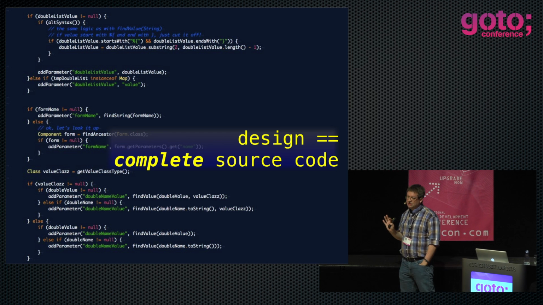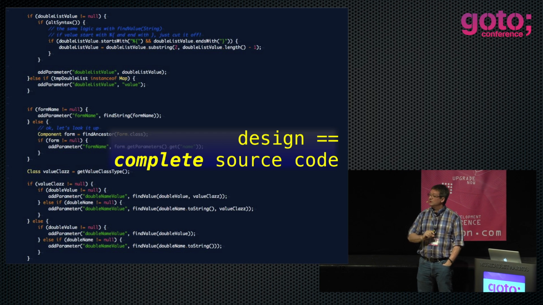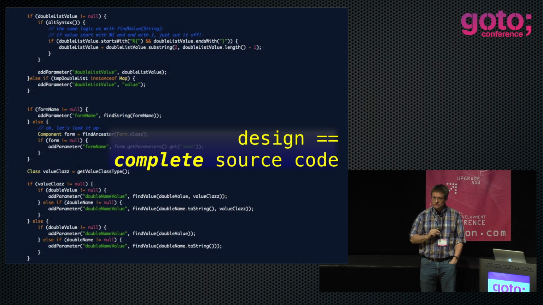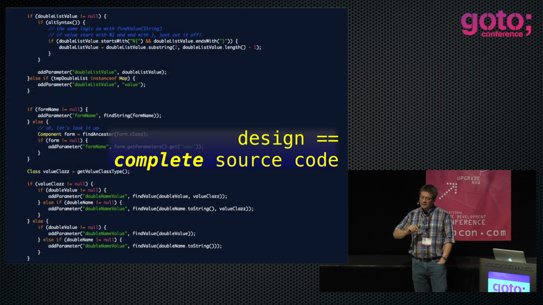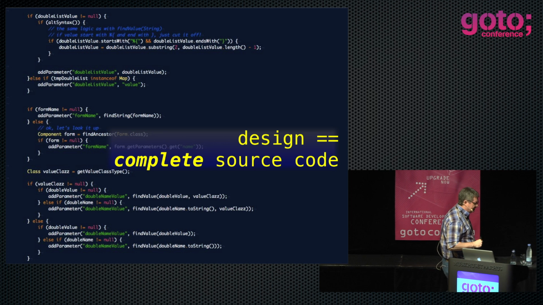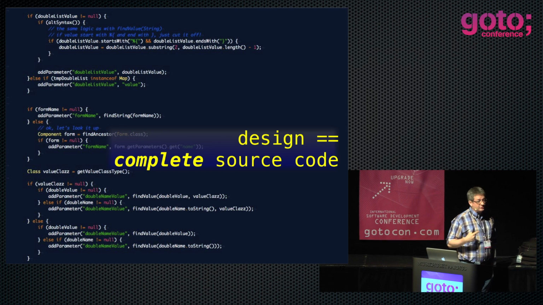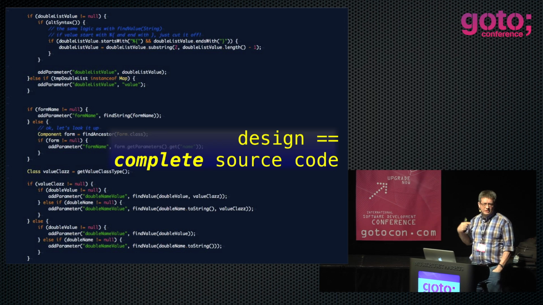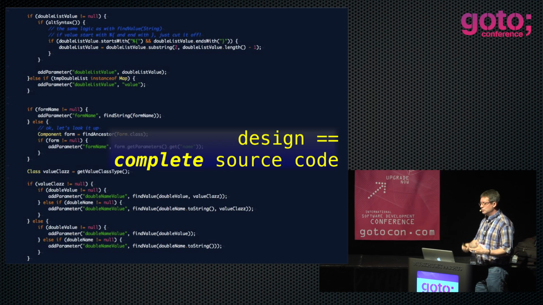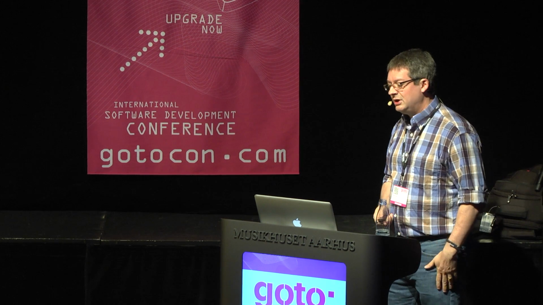And any change to source code changes our design. Every time you make a change to source code, you're changing the design of your piece of software. So debugging is part of design. Quality assurance is part of design because they make changes that yield changes in the source code. In your software, that is your design.